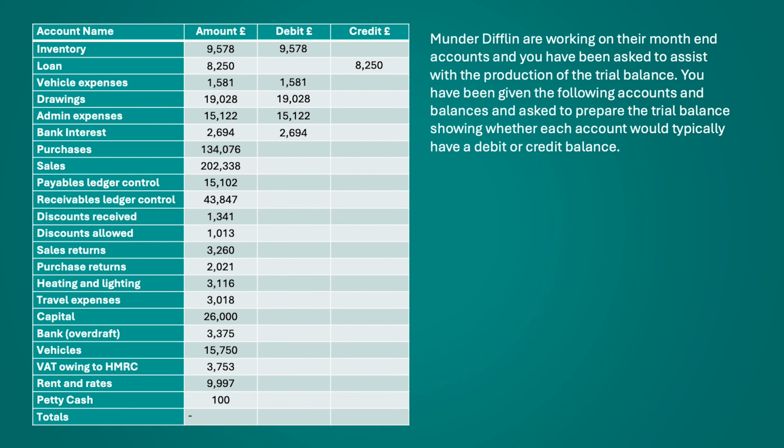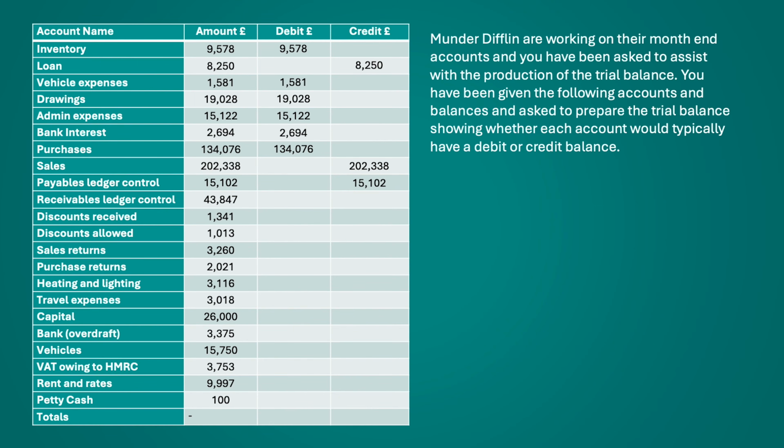Purchases are a cost to the business and therefore a debit. Sales are income and therefore a credit. The payables ledger control shows the total amount the business owes to its credit suppliers, and therefore will be classified as a liability and a credit.